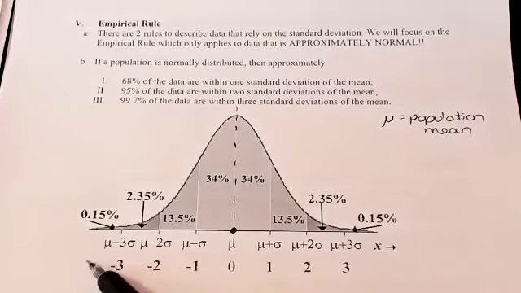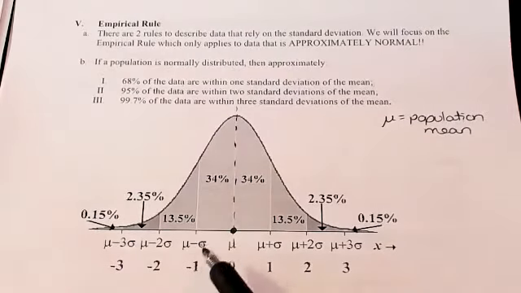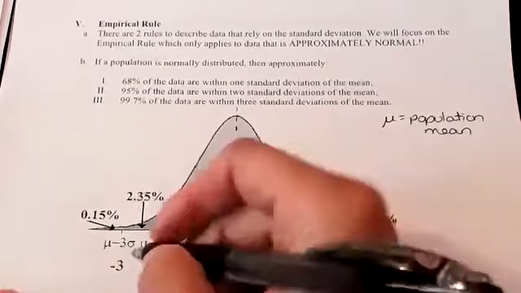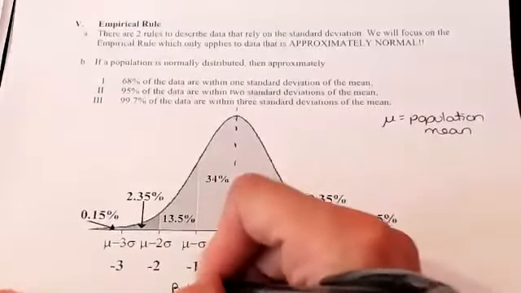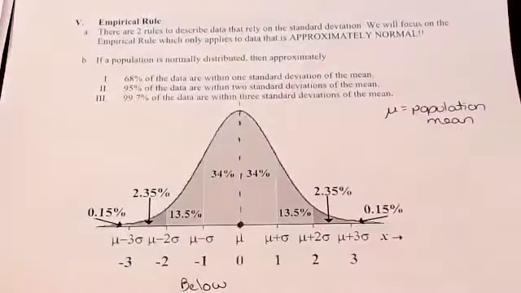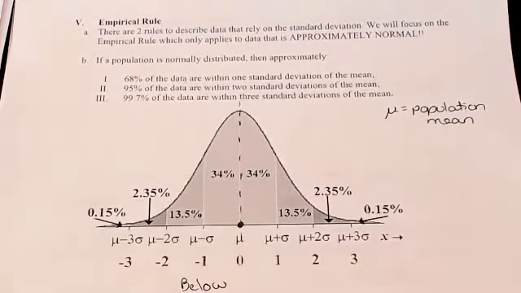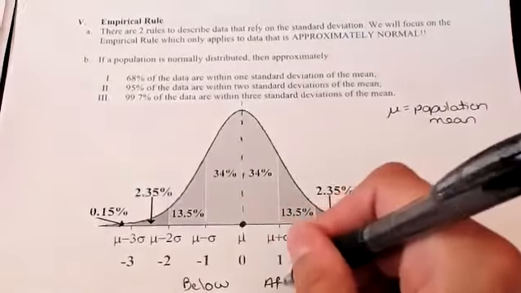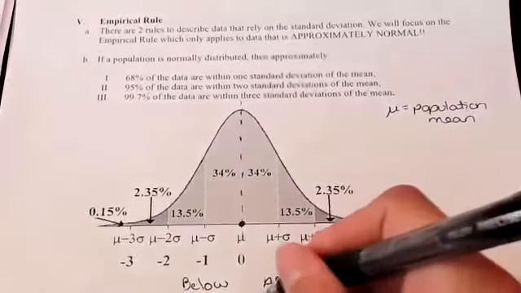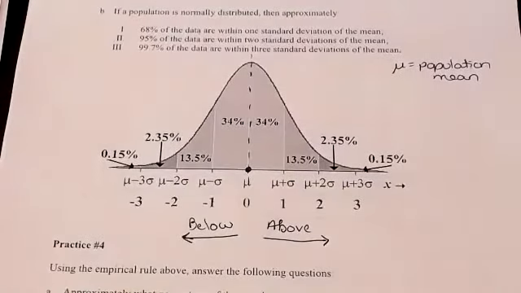Same thing in the reverse. If you want to move 1 standard deviation below the mean, notice the way that I said that: 1 standard deviation below the mean. Below is to the left, above is to the right. Okay, below the mean is to the left, above the mean is to the right.